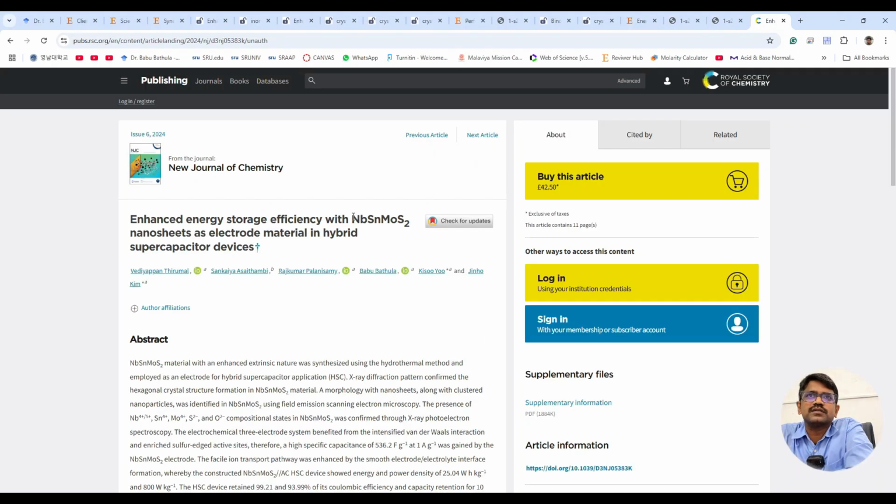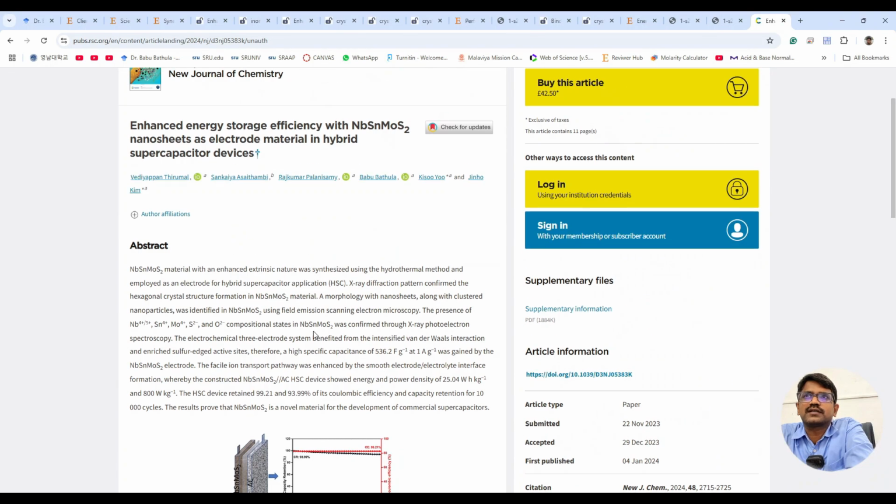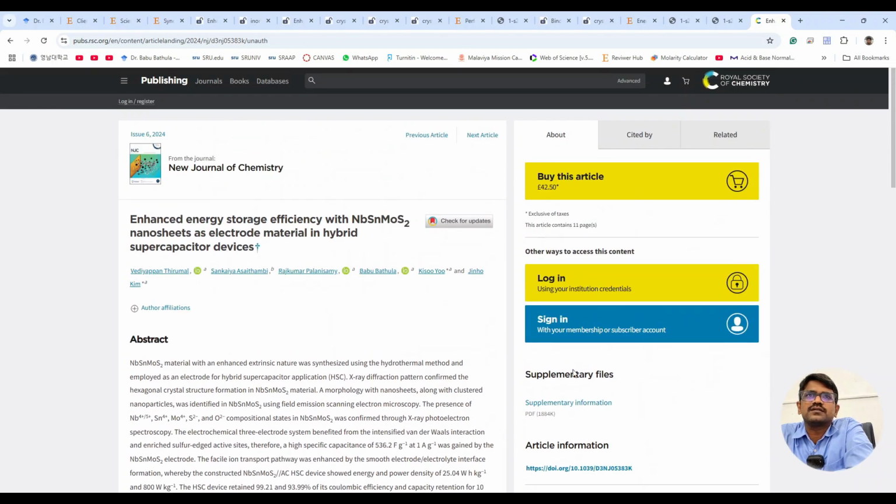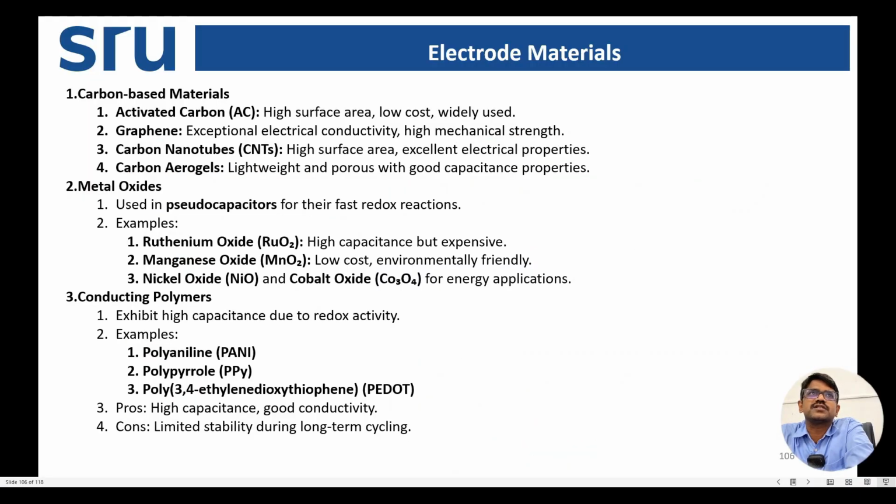And the last one, niobium tin molybdenum sulfide. I don't have access to this, so this is the device structure. These are some of my research articles related to electrode materials. This is about supercapacitors, energy storage devices.